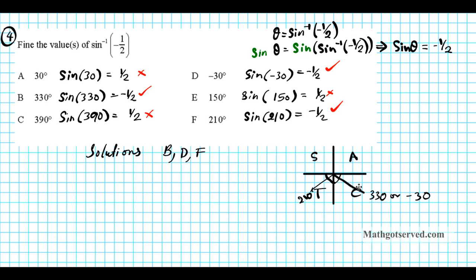Okay, the other angles that we have, 30 is over here. This is 30 degrees, or also 390. Sine is positive here, so that's no good. And then the other angle we have is 150, and that's over here. And we know that sine is positive here also, so that's why it's no good. So if you know your reference angles, and All Students Take Calculus, you can also use that to determine the right solution.